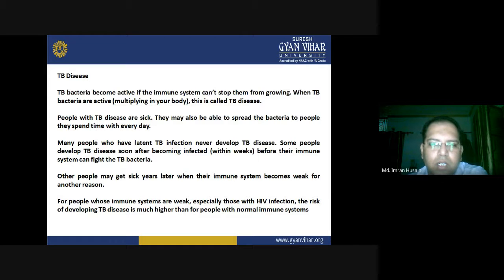Many people who have latent TB infection never develop TB disease. Some people develop TB disease soon after becoming infected, within weeks, before their immune system can fight the TB bacteria. Other people may get sick years later when their immune system becomes weak for another reason. For people whose immune system is weak, especially those who have HIV infection, the risk of developing TB disease is much higher than for people with a normal immune system.